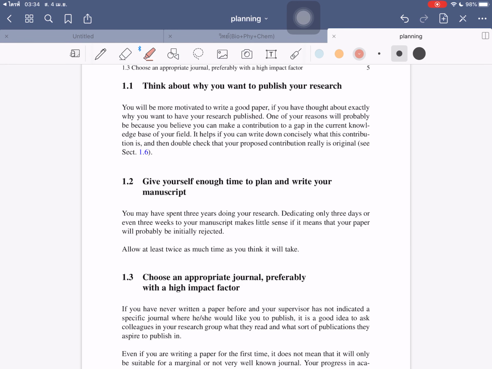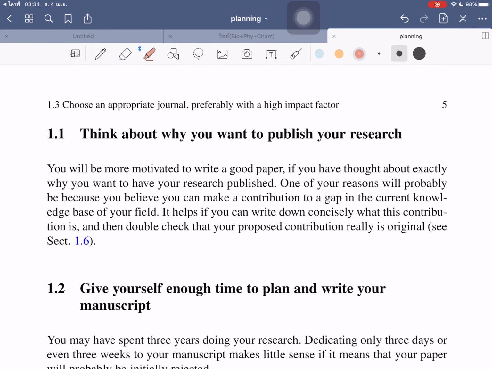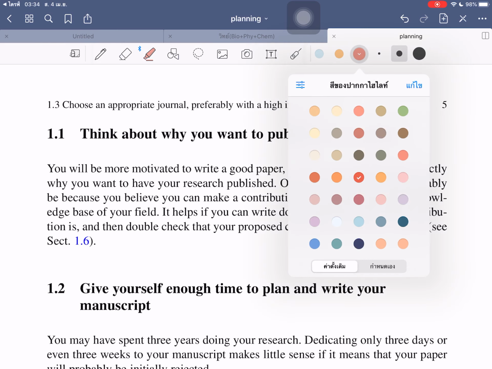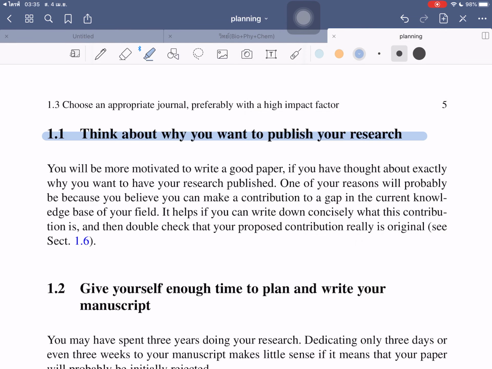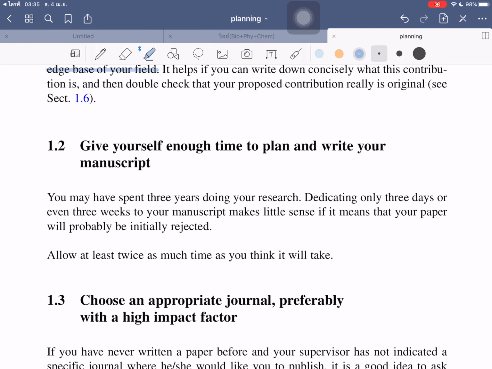Okay, next, there are different things that you need to think about when you're writing your papers. The first one: think about why you want to publish your research. The important thing, the main point, is what makes you believe you can make a contribution to a gap in the current knowledge base of your field? Research gap, okay?